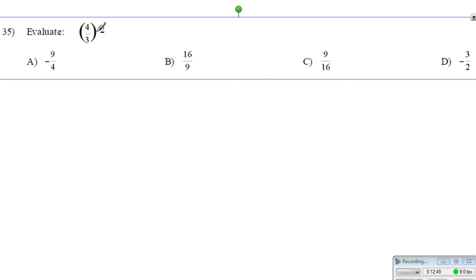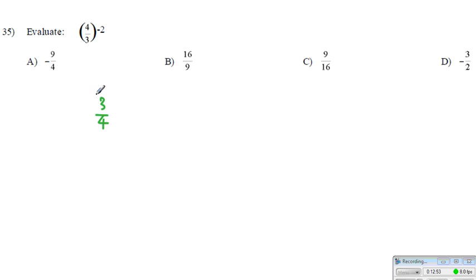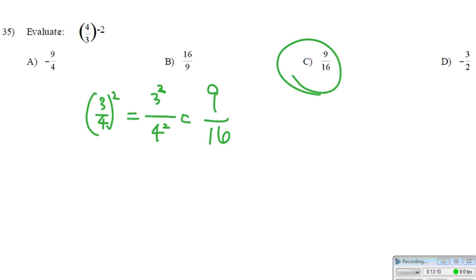Here, negative exponent means we have to switch the orders. So we're going to get 3 over 4 squared. When you get the square, then we have to square each one of them. So 3 squared over 4 squared. 3 squared is equal to 9, and 4 squared becomes 16. So 9 over 16 becomes our answer.